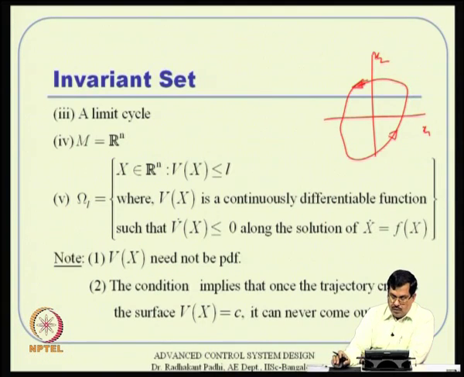What this condition means is, if we start within that set and V dot is less than or equal to 0, then I will never be able to come out of this set, because V dot is negative anyway. I started with some positive number, but V will keep on decreasing. So, I will never be able to come out of that set. That is the meaning.